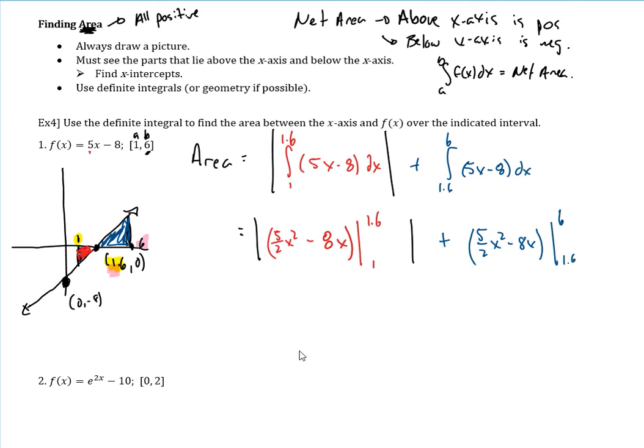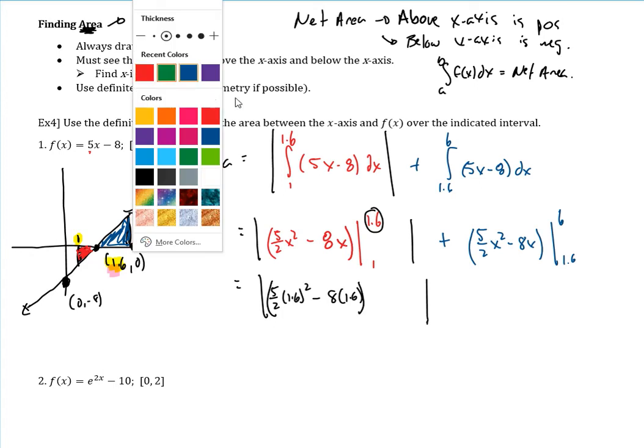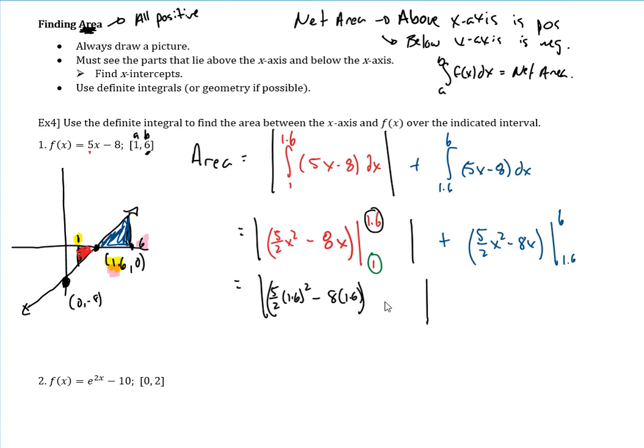All right, so we would want to plug in. So hopefully that's enough room where I want to plug in the 1.6. I'll do it in black this time into that x. So we have 5/2 times 1.6 squared minus 8 times 1.6. And then again, let's put that in parentheses. And then it's always minus. Let's do it in green. Always minus the second one going in.